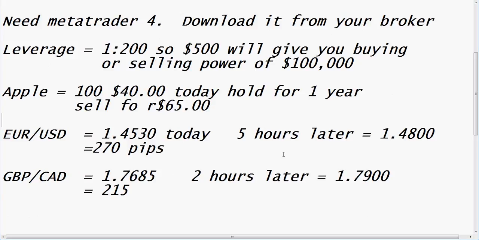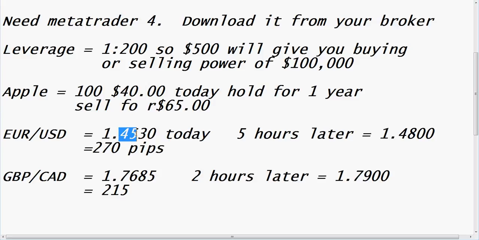So, anyways, here's how it works. When you download MetaTrader 4 and you get your demo account open, when the software opens up, you will get a chart or a screen. I'll show you what that looks like just now. The software shows you different currency pairs, for example, the euro versus the US dollar. Today it might be 1.4530.